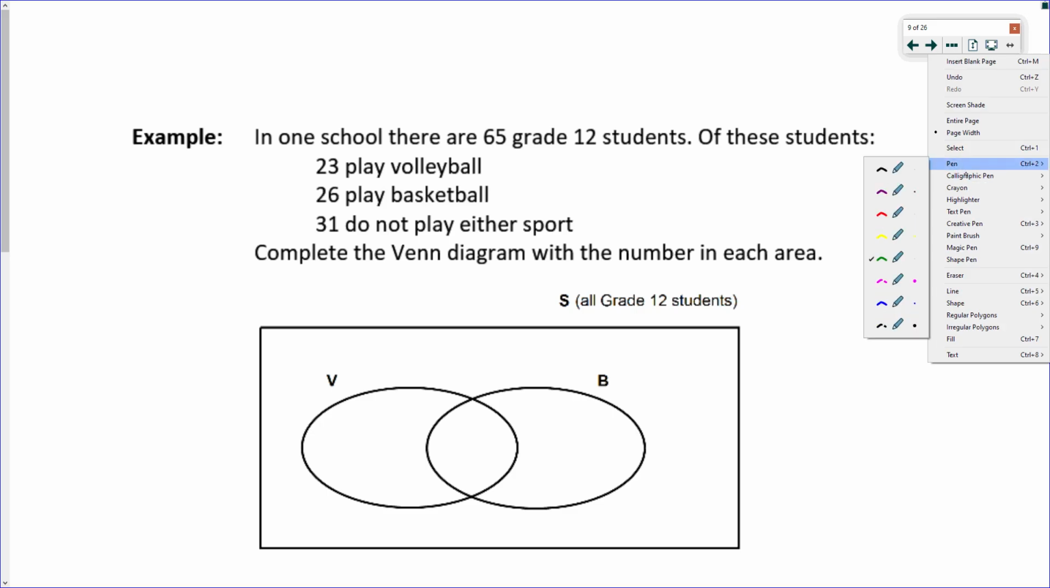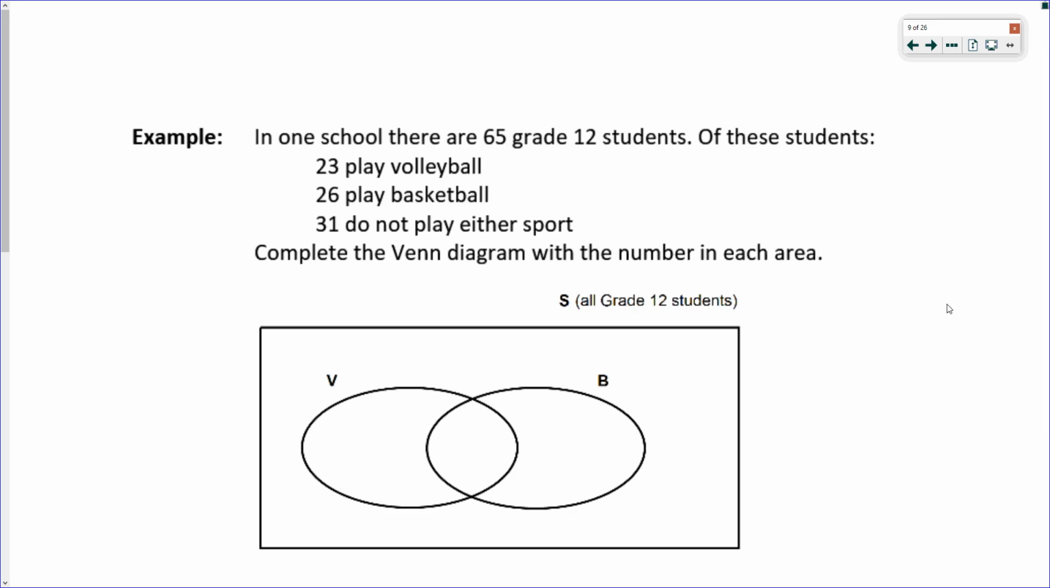So, using a Venn diagram to solve problems. In one school, there are 65 grade 12 students. Of these students, 23 play volleyball, 26 play basketball, and 30 do not play either sport. We're going to complete the Venn diagram with the numbers in each area.